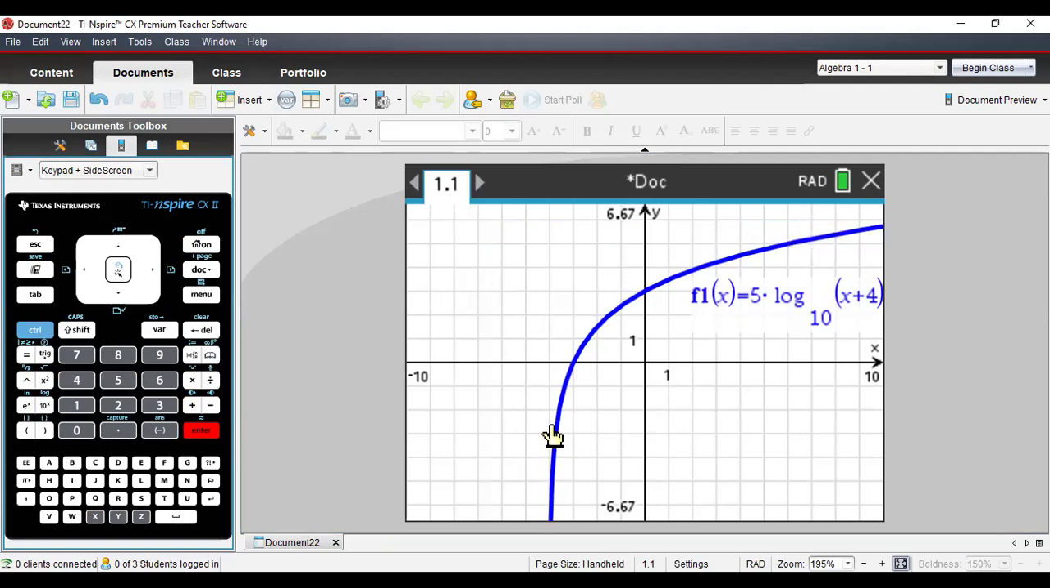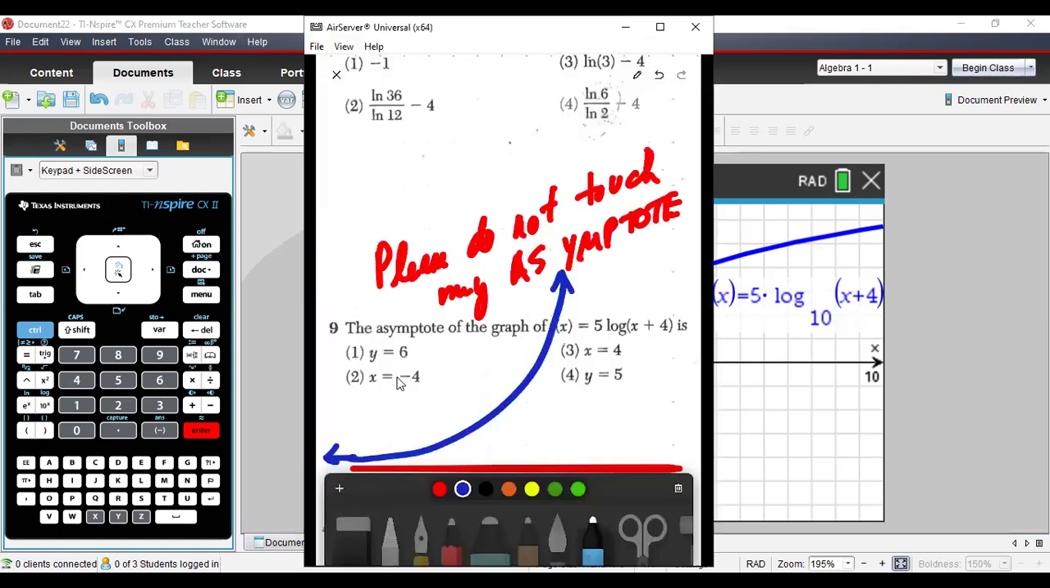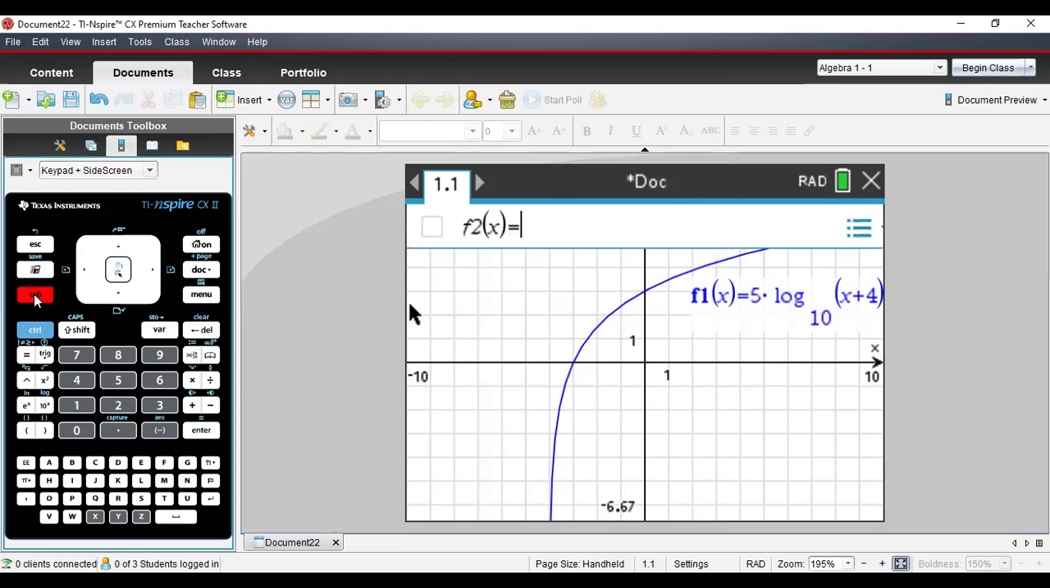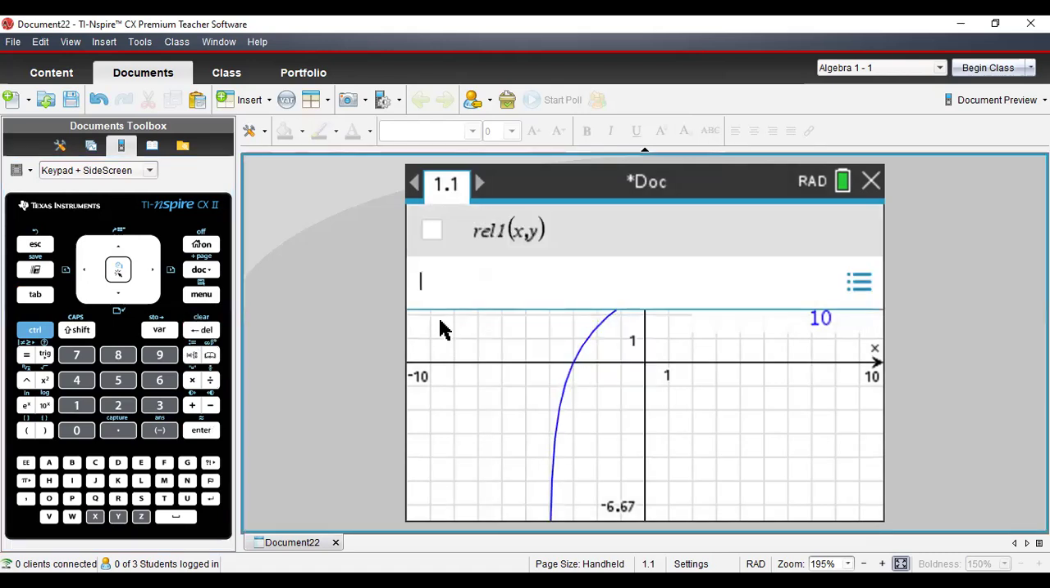Here is the asymptote. If you look at it, this is 1, 2, 3. It looks like a -4. But look at your answer choices. We can graph all of these, but the x equals choices are vertical lines, so they can never be functions. So if we want to graph one, we have to change the graph. If I do tab, and then delete the equal sign, it gives me this. Now I can enter x equals -4, because I believe that's the answer.